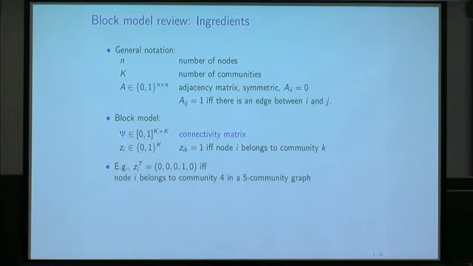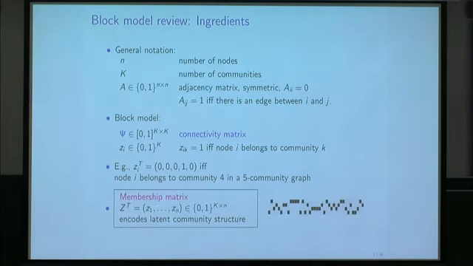There are two other ingredients in this setup. One is this connectivity matrix, which gives you the probability of connection between communities. And a node label: for each node, we have a label, 1 through k. For example, if you have 5 communities and the node is in the fourth community, you usually identify it with a binary vector of size k, and you concatenate these k vectors, you get a matrix. This encodes the latent community structure. It looks something like that.